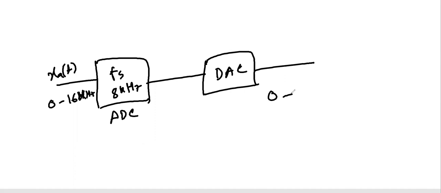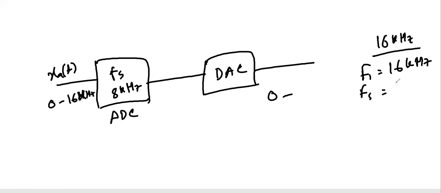So 0 to 4, half of that. What could be the position of 16 kilohertz? What should be the alias of 16 kilohertz? Because the highest frequency is 16 kilohertz. Let's say F1 was 16 kilohertz and Fs is equal to 8 kilohertz. We're talking about the highest one. The lowest one is 0, so that comes to the 0 value, no problem. What about 16 kilohertz?